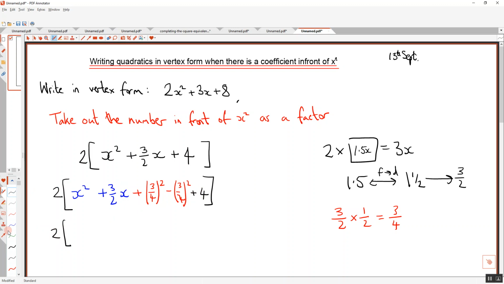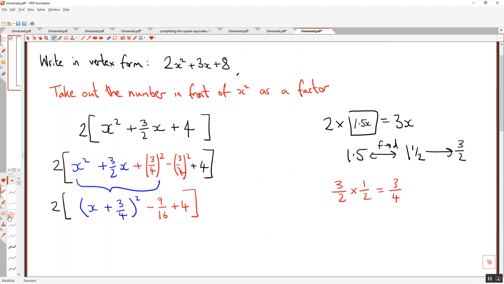These first 3 terms are going to combine to give x plus 3 over 4, squared. And then on the outside, minus, you have to first square it, so that would be minus 9 over 16. And then I've got plus 4. Combined, that would be 55 over 16.